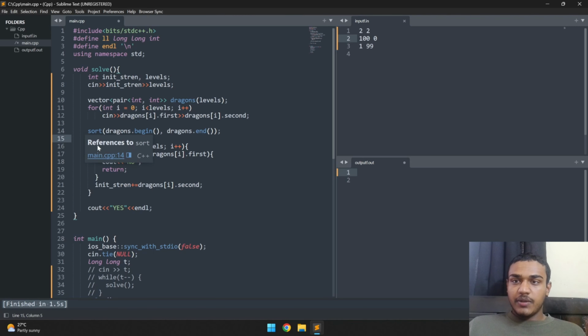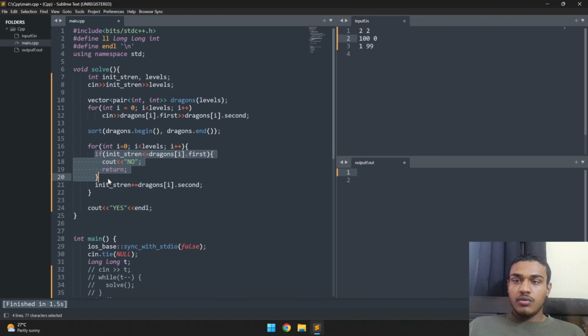So after sorting, we go ahead and check the condition that we have, which is while we're checking for all the levels, which is given by n, or levels in my case. We're checking if the initial strength is less than or equal to dragons of i dot first, which is essentially the strength of that particular dragon. So if at any point this breaks, we say no, and then we return this function, which means we don't need to run it any further, and we don't need to check it any further.